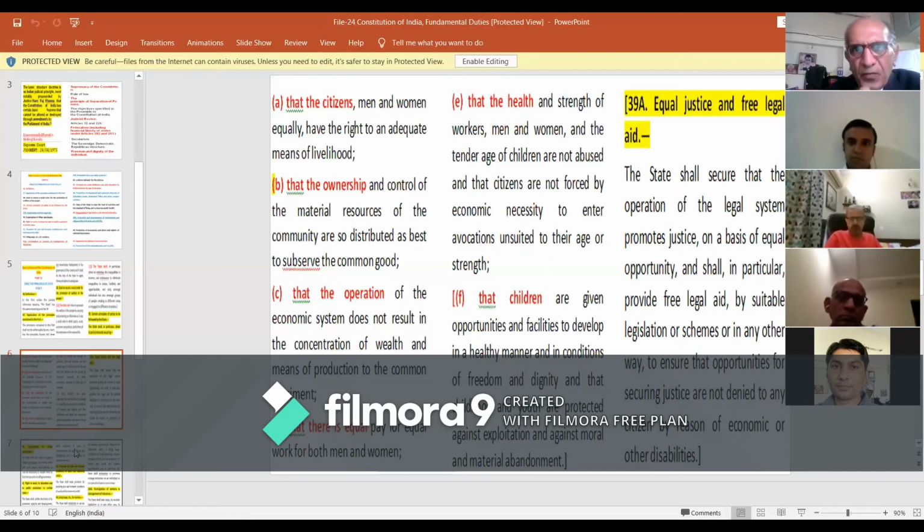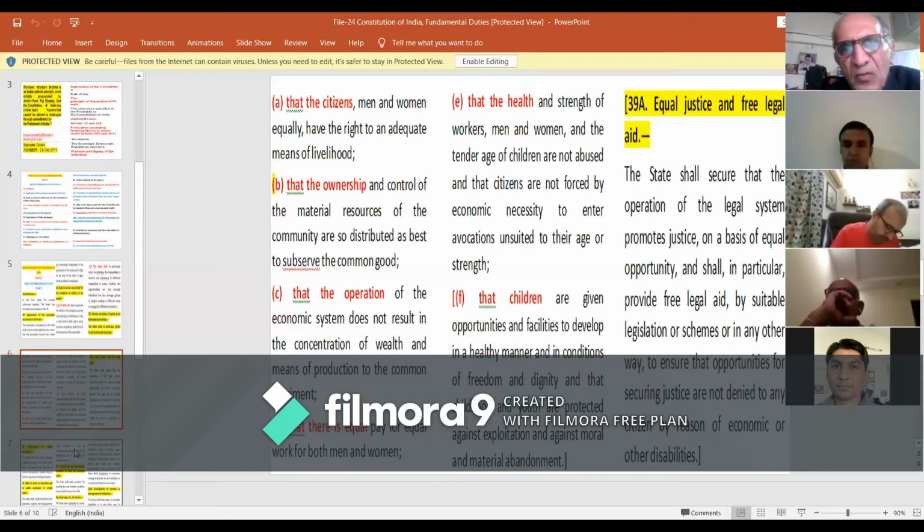Therefore, from these four values, what comes to be is that as existence values, equality is being accepted as a foundational value for men and women, and then the resources and operation of the economic system as well is being taken for the common good.